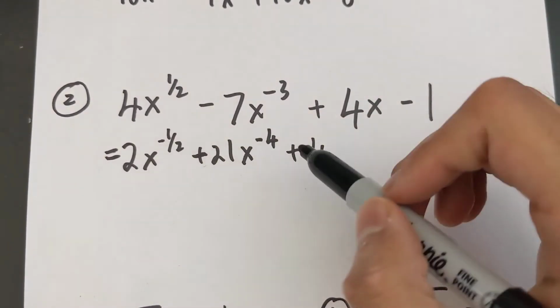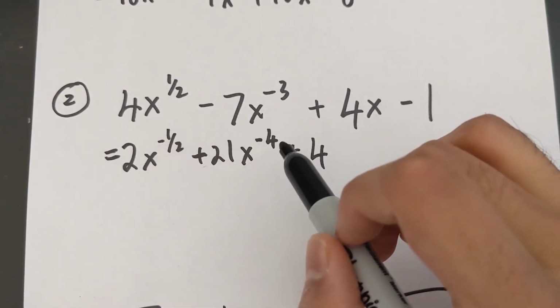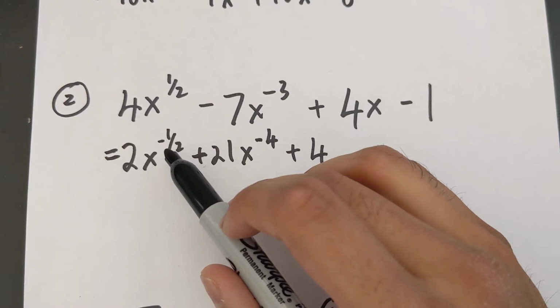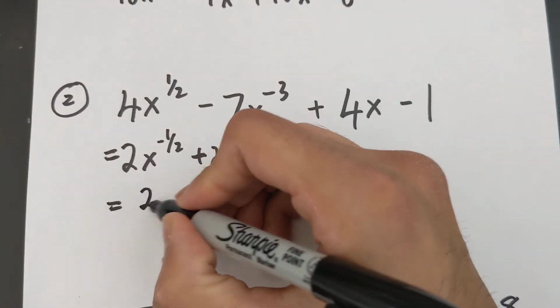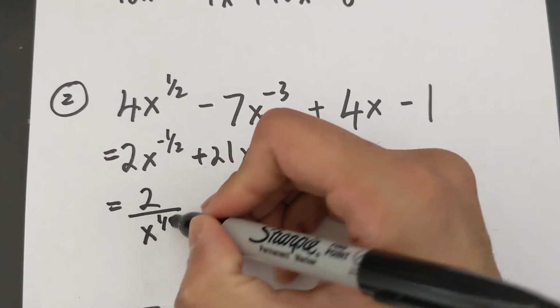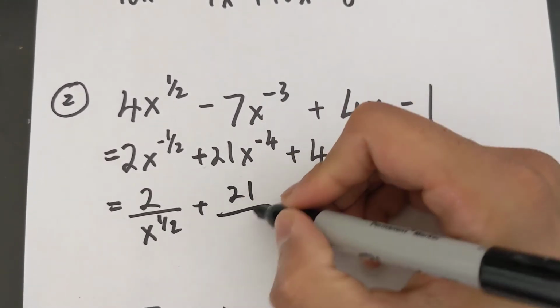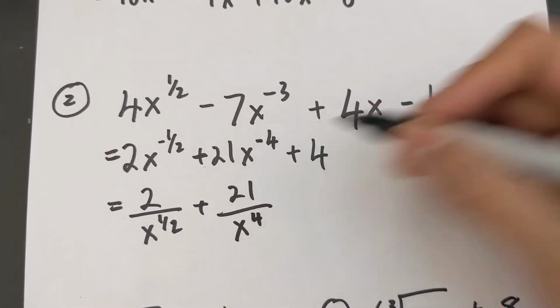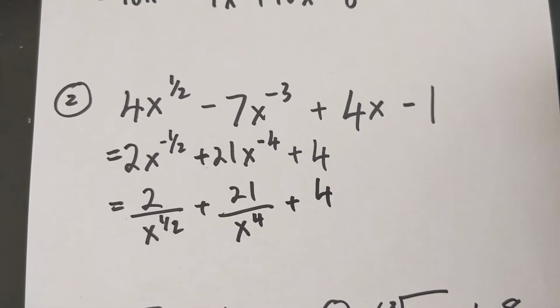But this is not the final solution. Because you have negative exponents, you still have to simplify and get rid of negative exponents, and you just move things into the bottom to do that. So I just have 2 over x to the half, now it's a positive exponent, plus 21 over x to the 4, again a positive exponent, and then the 4 just stays the same.